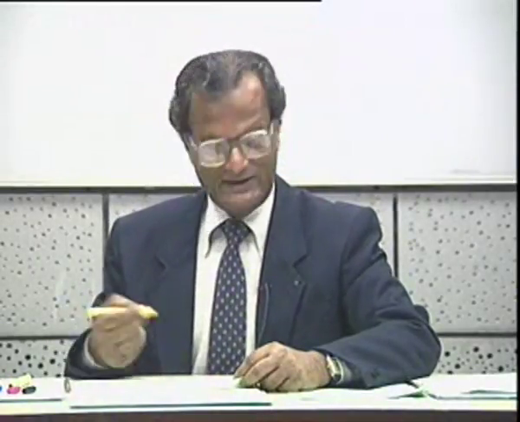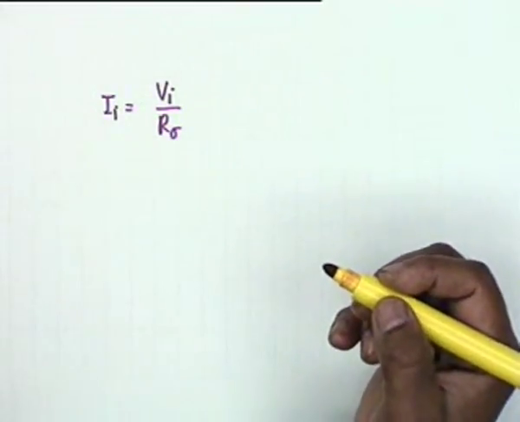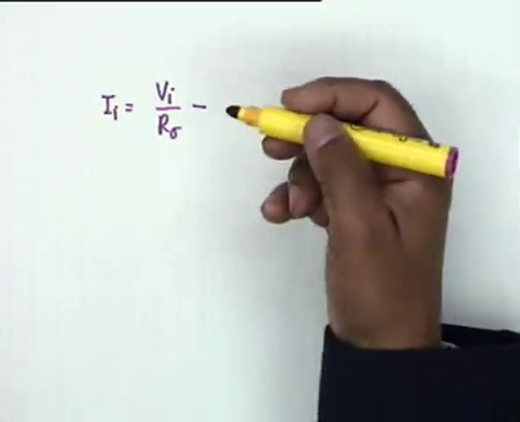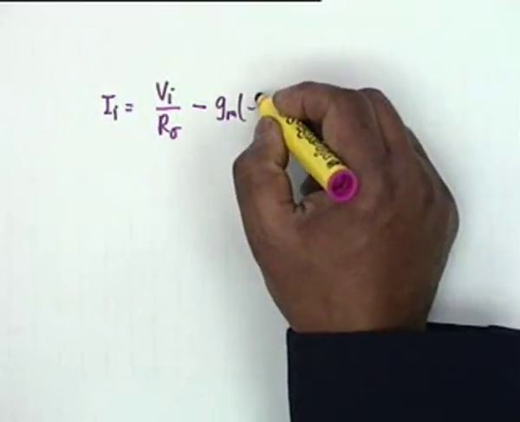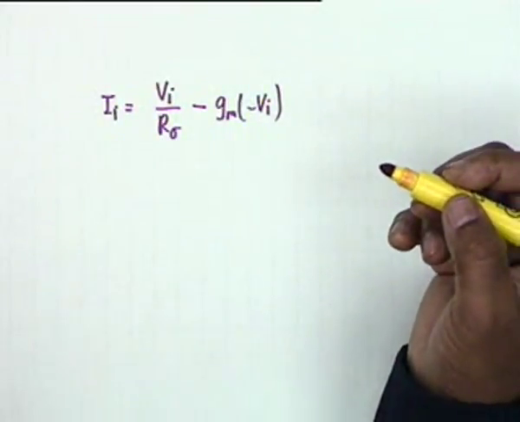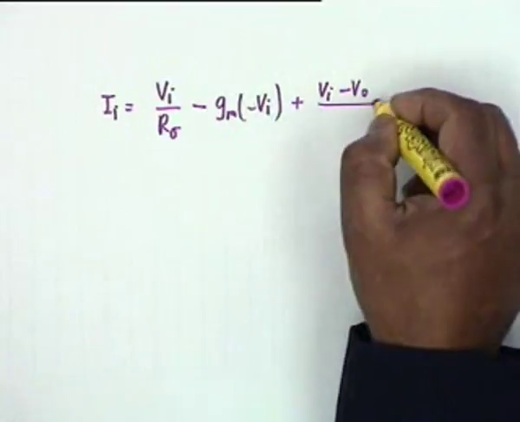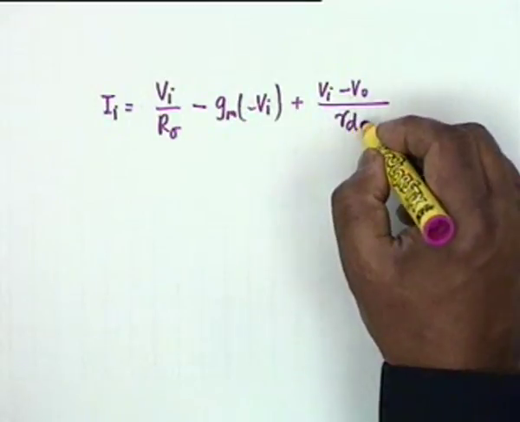but you have already calculated V0 by Vi, and therefore it is not difficult. The equation that we get is Vi divided by R sigma, which is the current that is going, minus this current leaves, the current coming is gm VGS. So this is gm times minus Vi, which is the current generator, plus Vi minus V0, which is the current going, divided by RD.